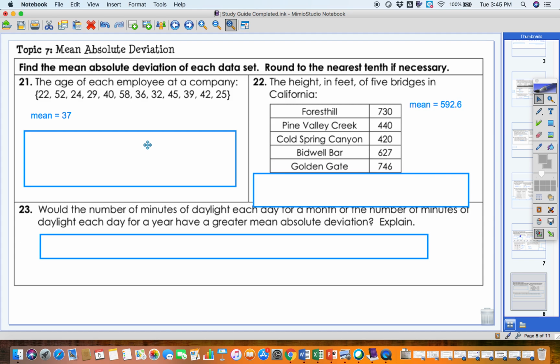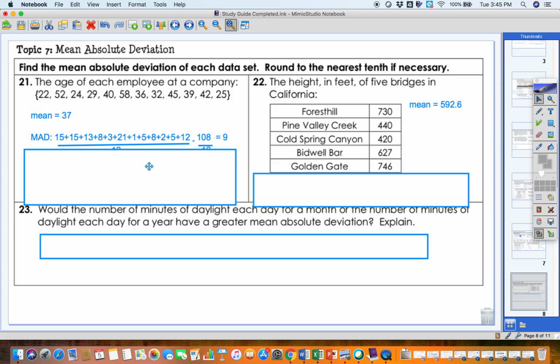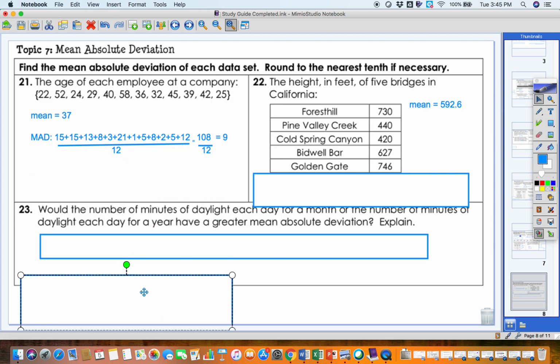So 37 minus 22 is 15. 52 minus 37 is 15. 37 minus 24 is 13, so on and so forth. I subtracted each of these numbers from 37 and took the absolute value.